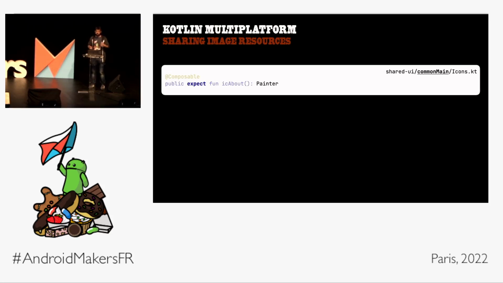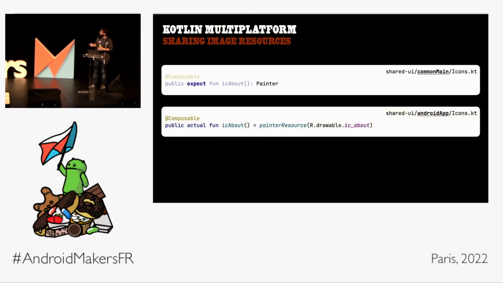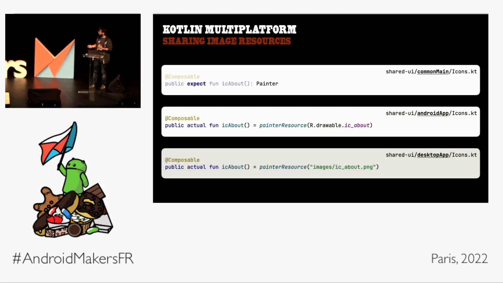Since I'm targeting Android and desktop, I'm going to say that actual ICAbout for Android is going to use the R class, drawable, and then ICAbout. And then for the desktop, I'm going to access directly the images/ic_about. And with this, what I'm going to call from my code is the icon about, and depending on the platform that I'm targeting, it's going to call one function or the other.